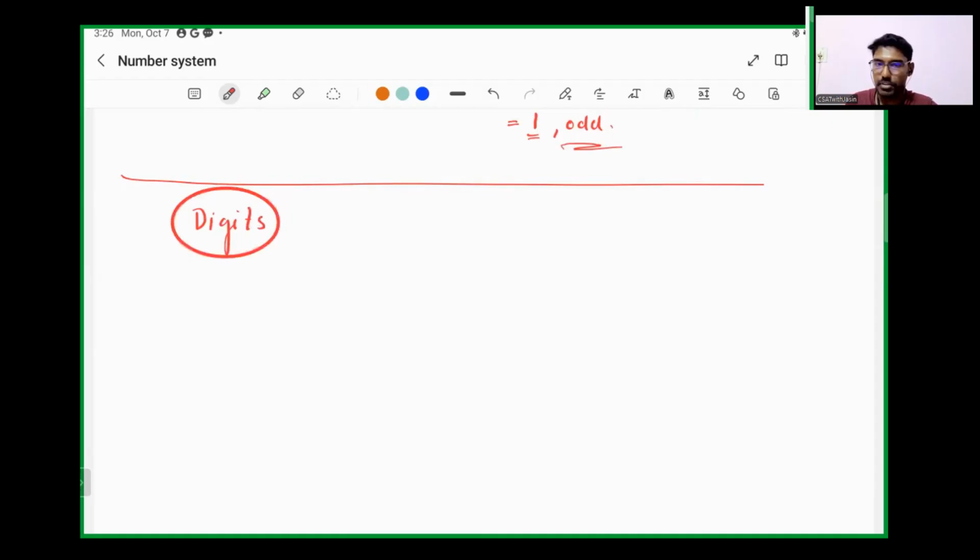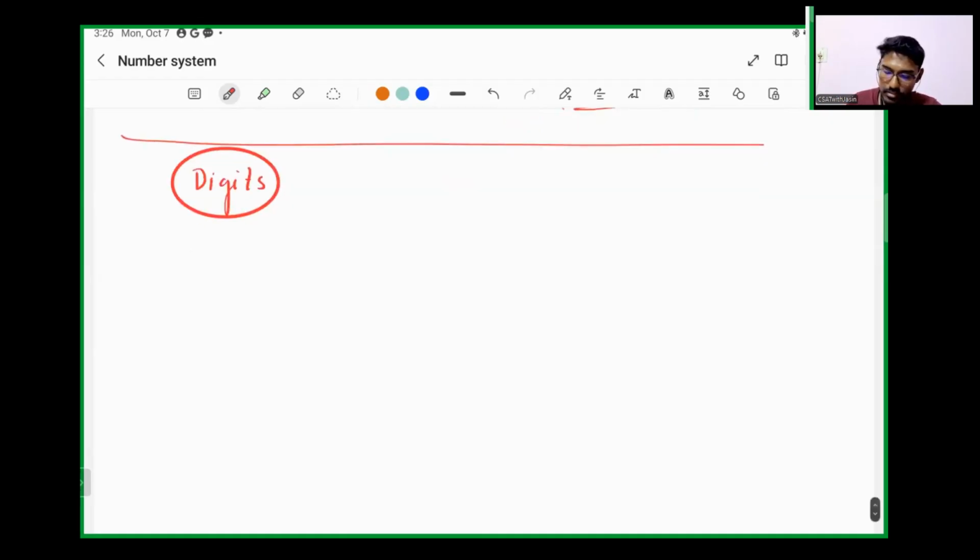Okay, concept of digits. First I will tell you, taking an example, 12. 12 is actually a two-digit number. You have one digit here, you have another digit here. So 12 is a two-digit number. Now we say that 2 is in unit place, not unit digit, it's in unit place or first place. Now 1 is in 10th place.